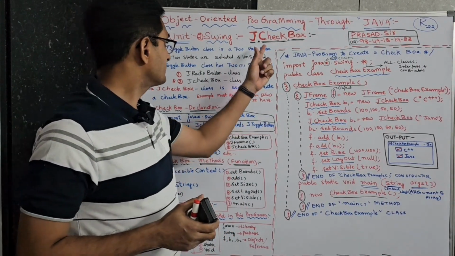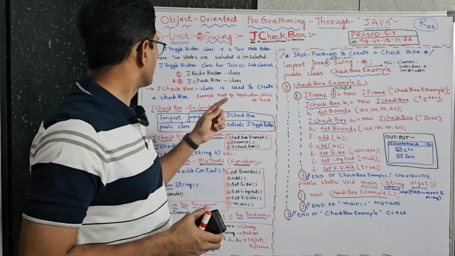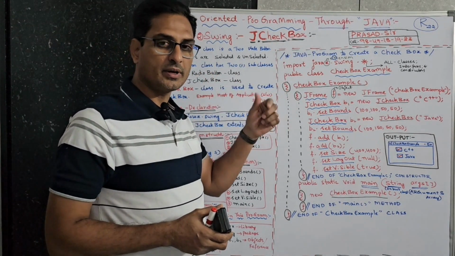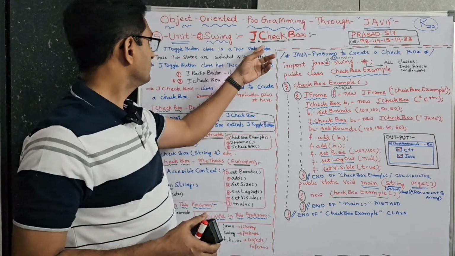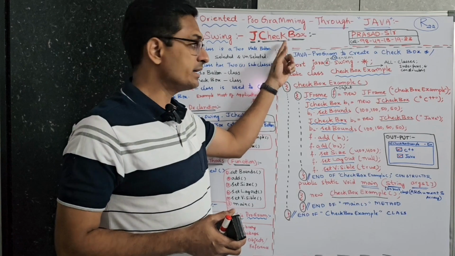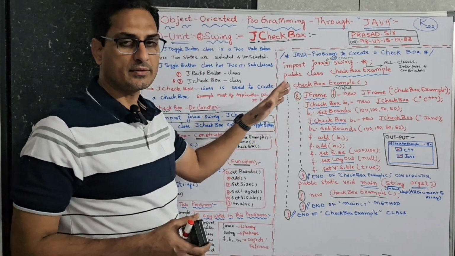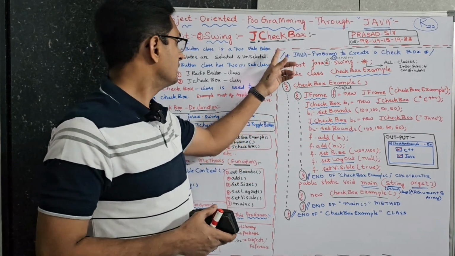Now we are going to discuss JCheckBox. In my previous video we discussed JRadioButton, which creates radio buttons where, when one is checked, the other is unchecked. Here we are going to write a program for JCheckBox. This will be useful for BTech students as well as software-going students. This will be very much useful.